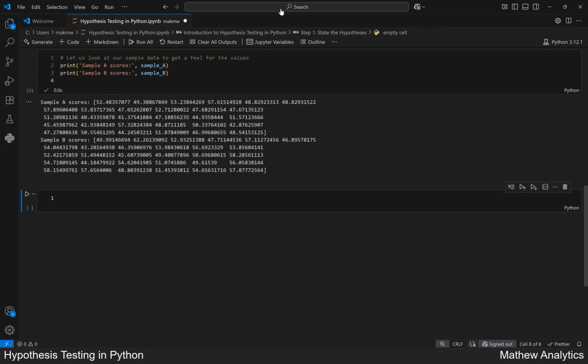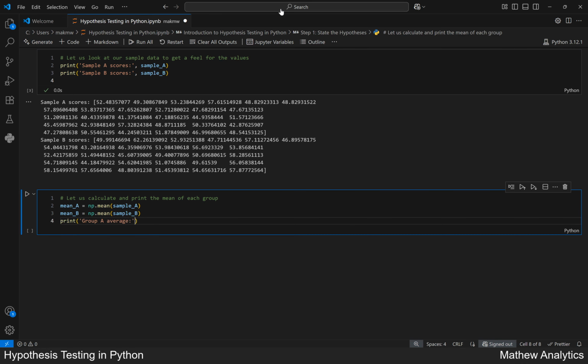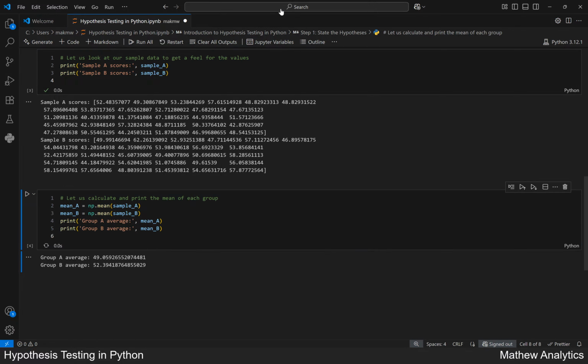Now we will find the average score for each group. We calculate the average score for Group A. We calculate the average score for Group B. We print the average for Group A. We print the average for Group B. Running the cell now. When you see both means, how different do they look?